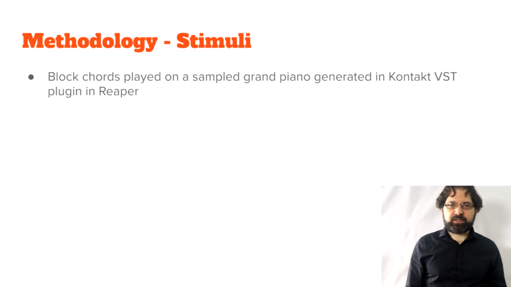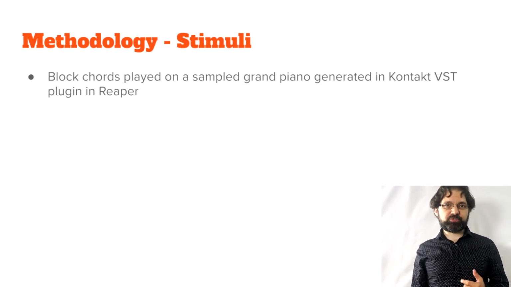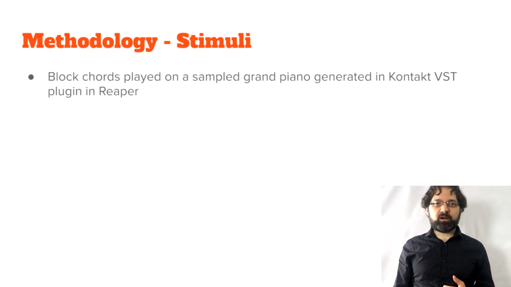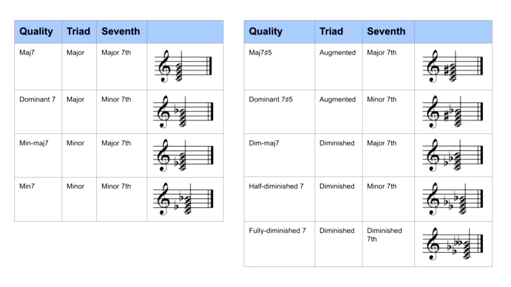The stimuli for this study consisted of recordings of seventh chords played as block chords on a sampled grand piano generated in Kontakt and Reaper. Here are some examples of the stimuli. The seventh chord qualities were chosen by combining all four triad qualities with both major and minor sevenths, plus the addition of the fully diminished seventh chord, which is a diminished triad and a diminished seventh.